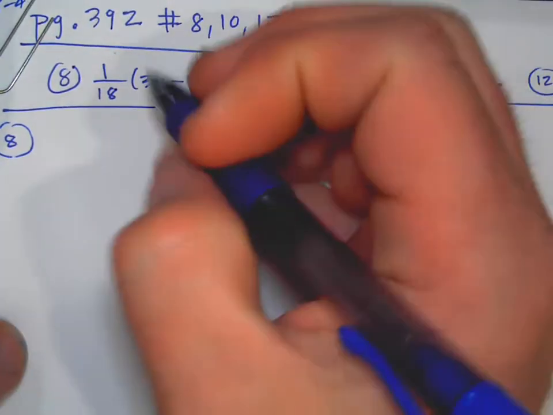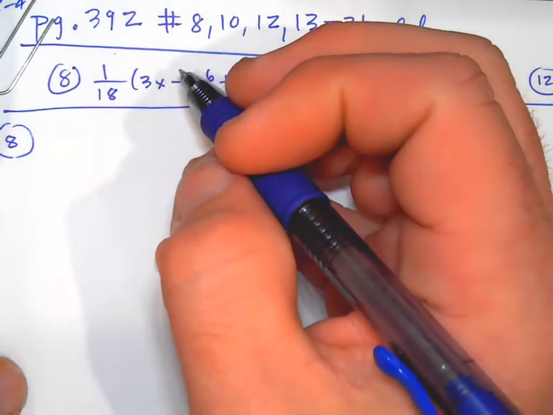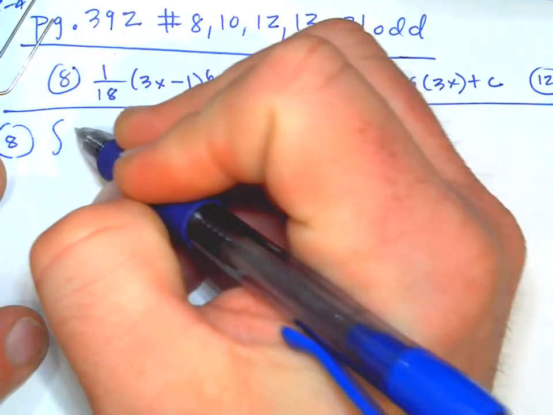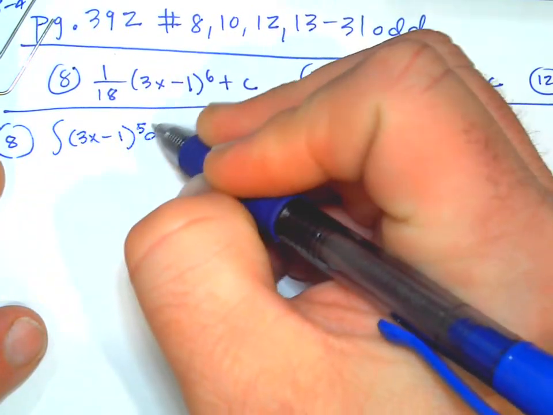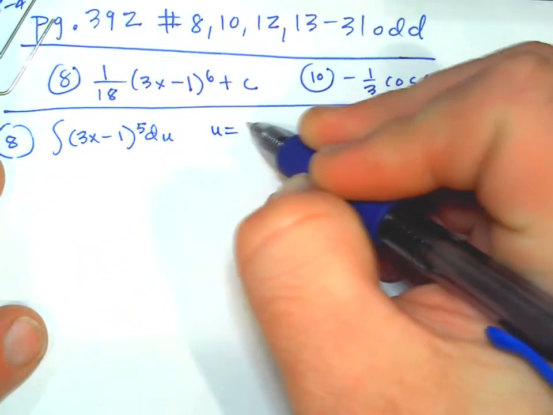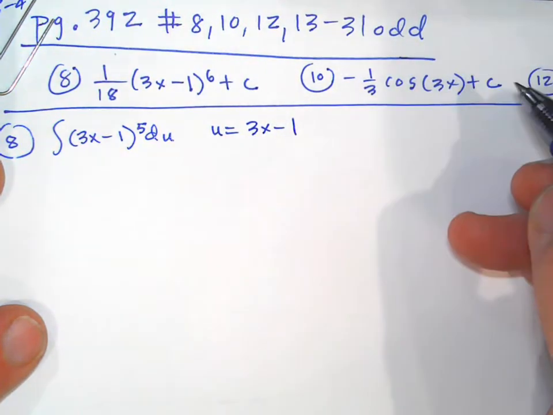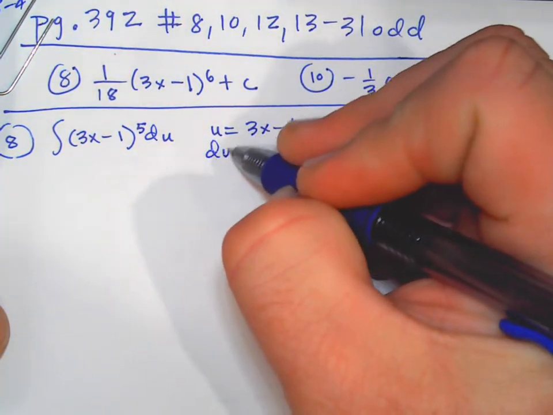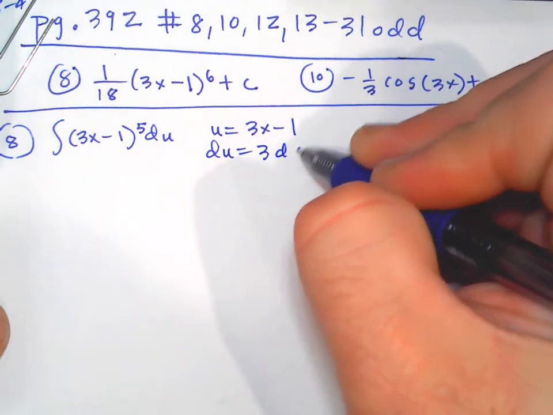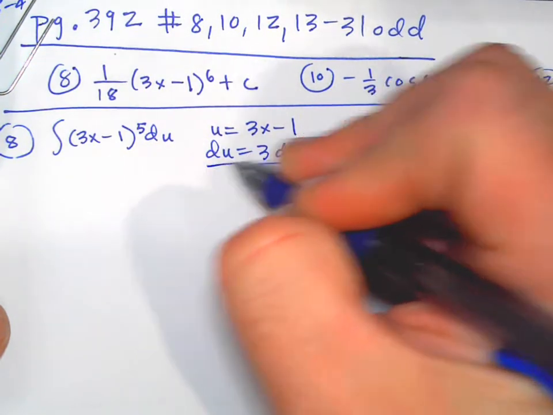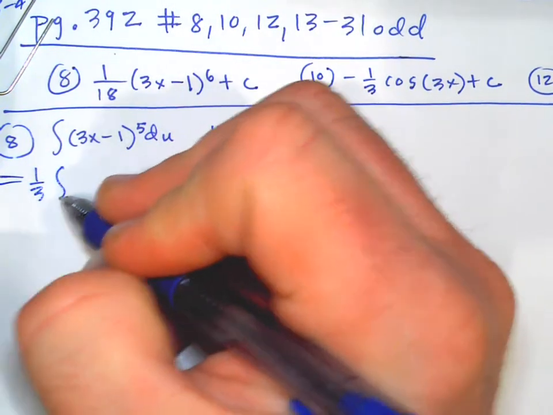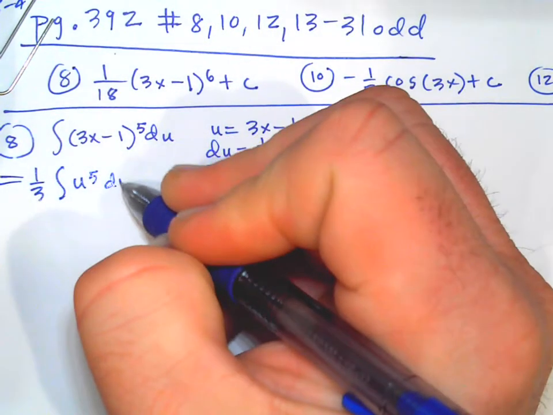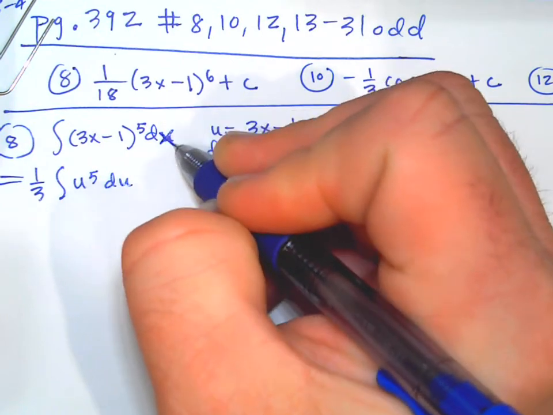Number 8 says evaluate the integrals by making appropriate substitution. Hint, hint, use u-substitution. Now, let's see. u equals usually what's on the inside, the inner function. du equals 3 dx. That looks good. Done with the 3, so I'm going to get a 1/3 in front. u to the 5th, du. That should be an x there, by the way.